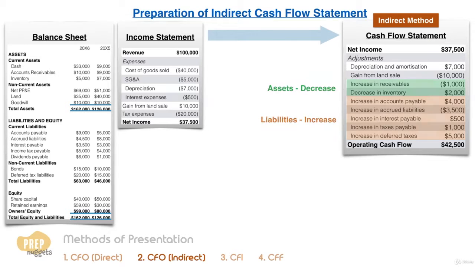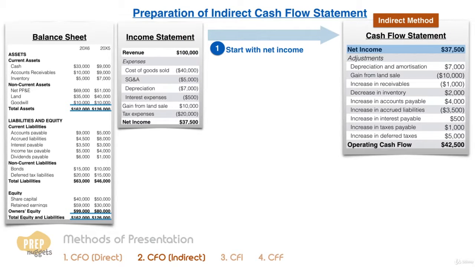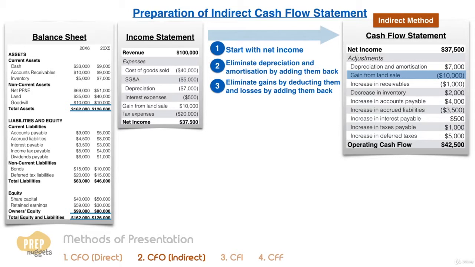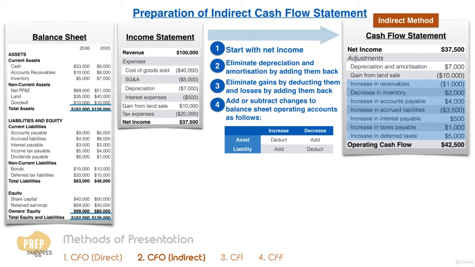In summary, the steps in calculating CFO under the indirect method are as follows. Step 1. Begin with net income. Step 2. Eliminate depreciation and amortization by adding them back. These are expenses where cash was not dispensed. Step 3. Eliminate gains by deducting them and losses by adding them back. These are CFI items, not CFO. Step 4. Add or subtract changes to balance sheet operating accounts as follows.